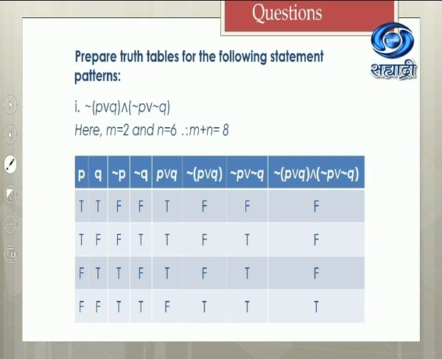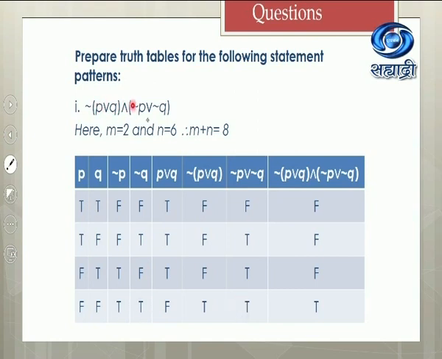Now negation of P or Q. So negation of this column: false, false, false and true. Now negation of P or negation of Q. These 2 columns we are going to consider. Again we know what the disjunction table is. So recollect that and write it. False, false will be false. False, true will be true. True, false will be true. And true, true will be true.